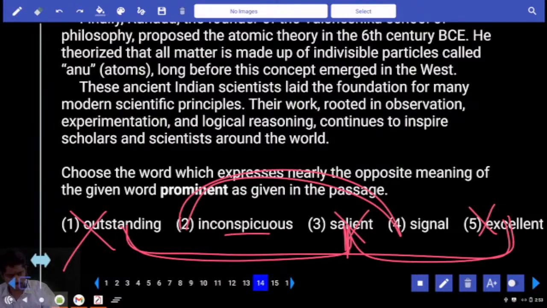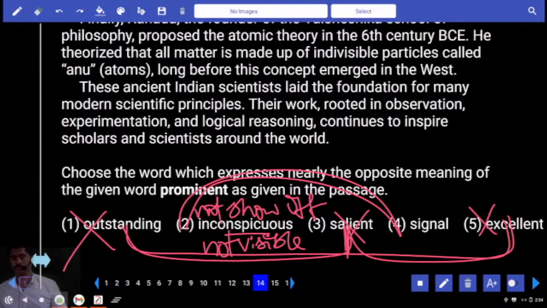Inconspicuous. Conspicuous means visible or kind of show off. In means no, not visible, not showing off. So inconspicuous means not visible, not showing off, not clear, not that important. Answer is second option.